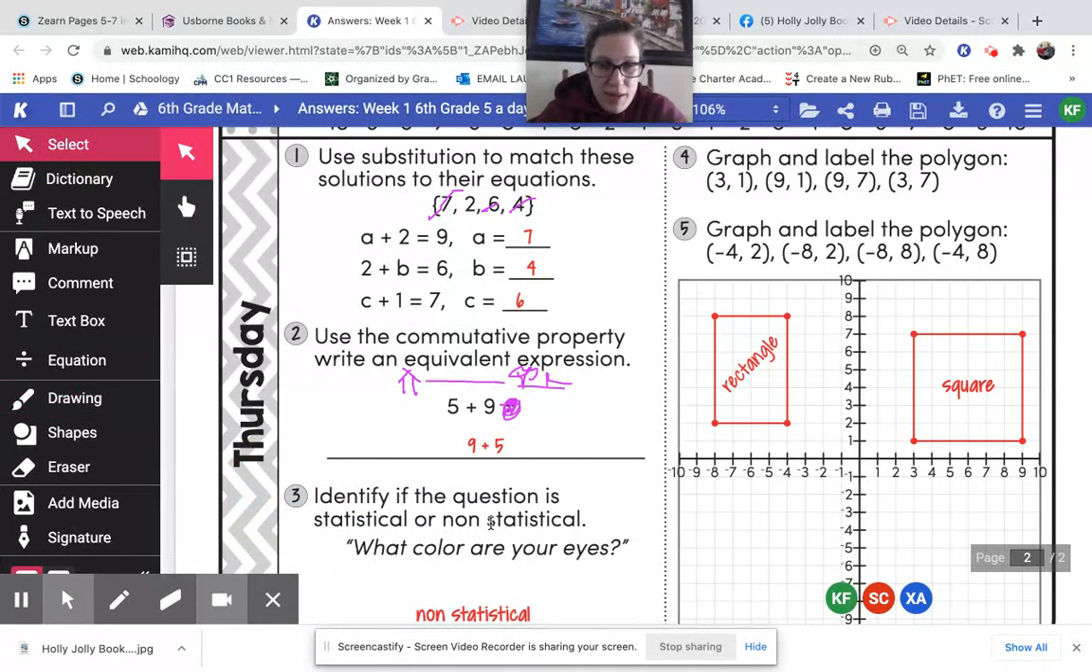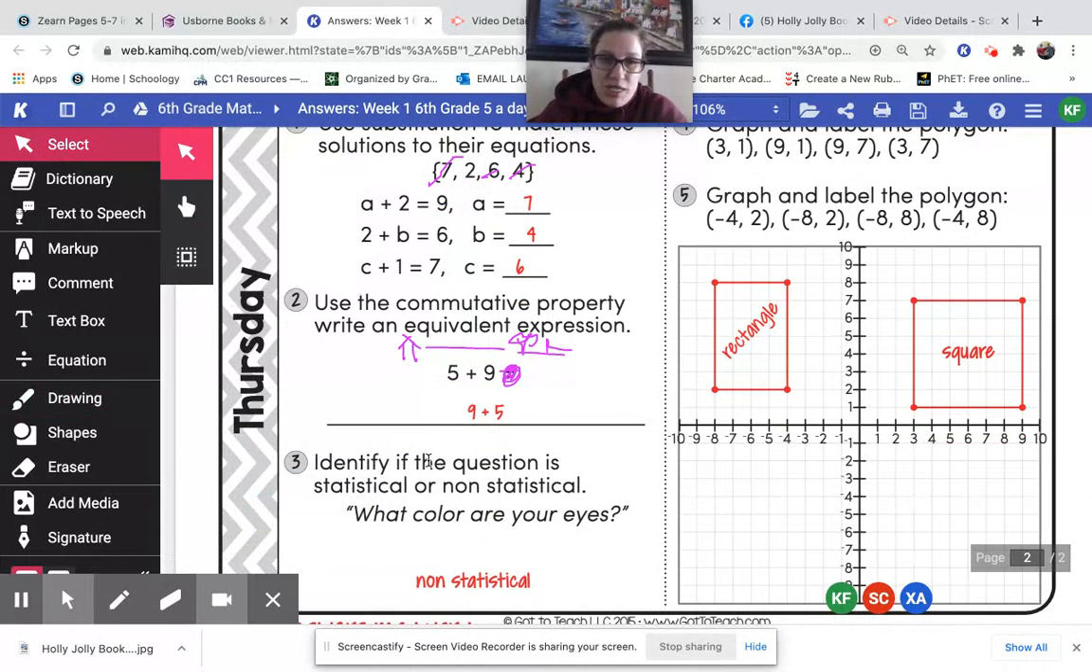Then we have number 3. Identify if the question is statistical or non-statistical. Statistical means you can answer it with a number. Non-statistical means it's a question that asks about features or things that aren't related to numbers. So what color are your eyes? Blue. If it said how many people have blue eyes compared to how many people have brown eyes in the classroom, then we've got more statistical information because you would use numbers to solve it.